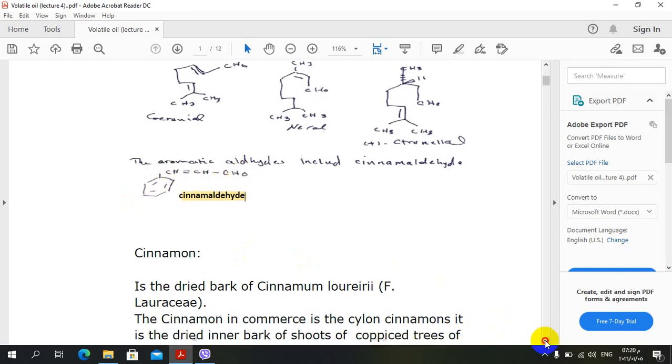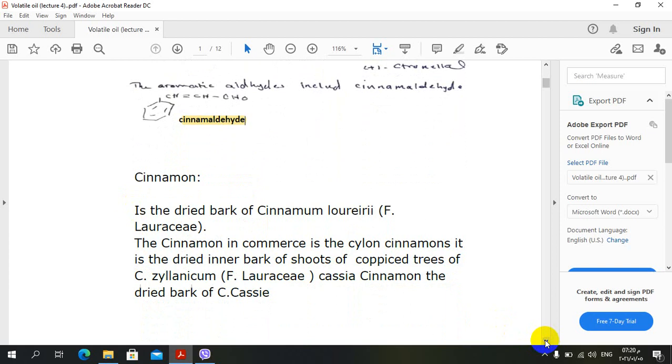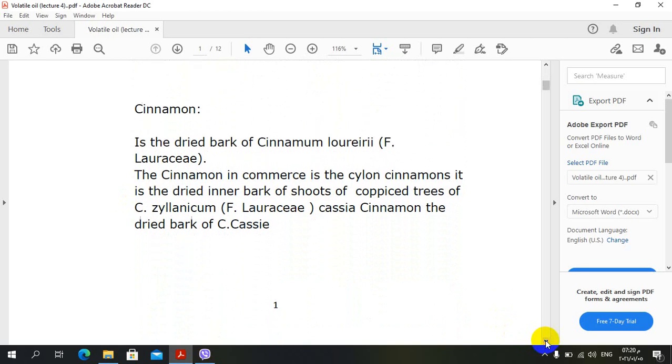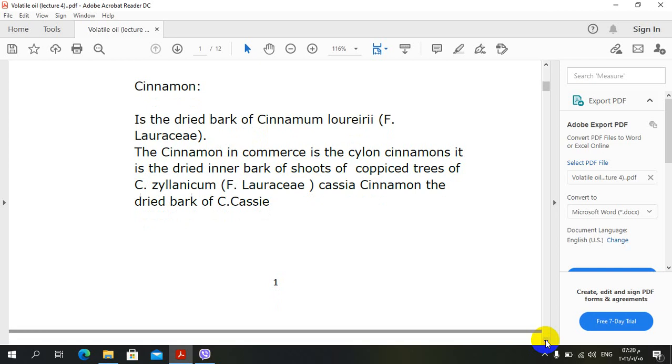Now we go to the examples of these drugs. The cinnamon هو الدارسين اللي تعرفونه. The bark of cinnamon laureri, family lauriaceae. The cinnamon in commerce is the Ceylon cinnamons. It is the dried inner bark of shoots of copside trees of cinnamon zeylanicum, family lauriaceae, and the other one is the cassia cinnamon, the dried bark of cinnamon cassia.